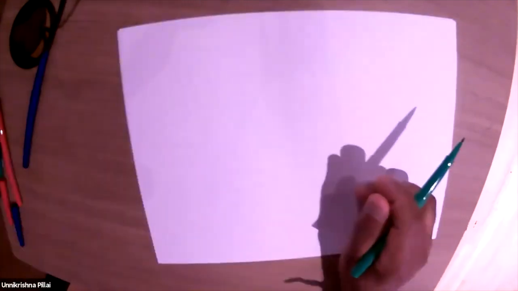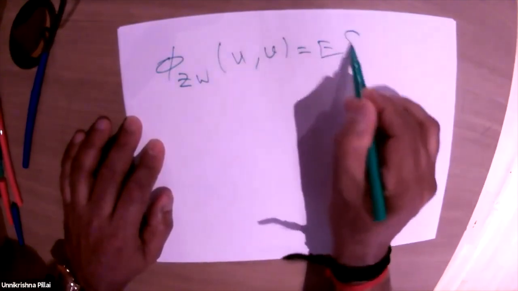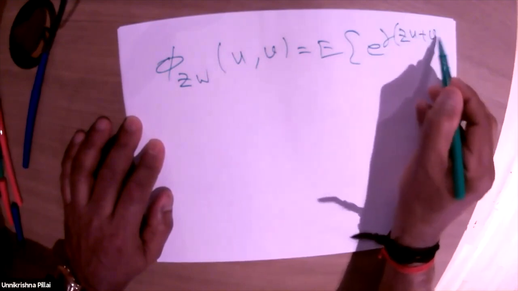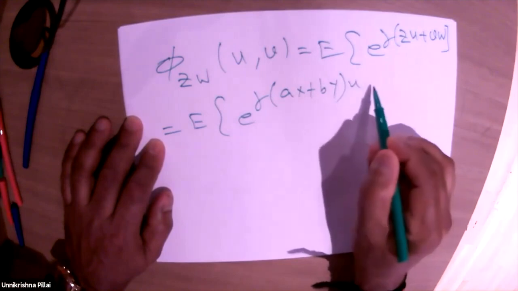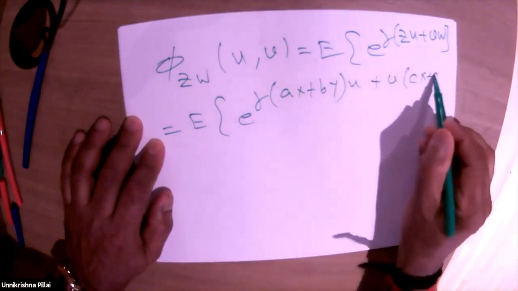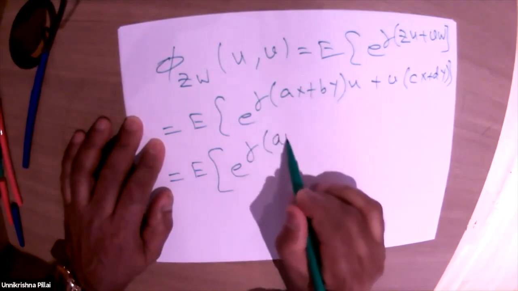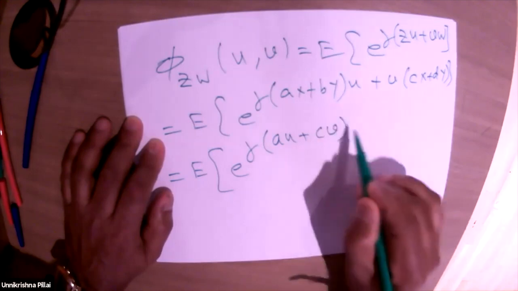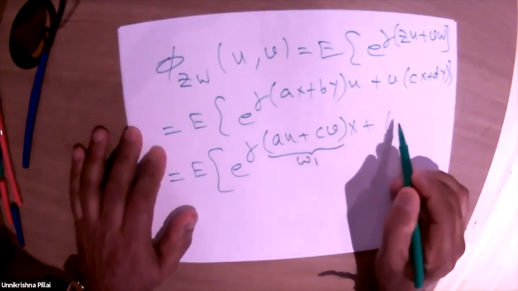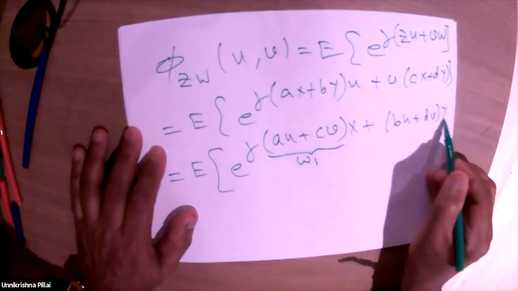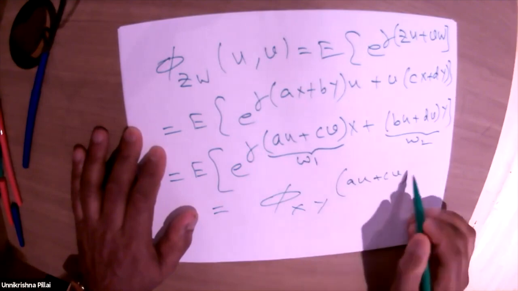So again, the way you do it is like this. You start with what you don't know, Z, W. Let's say we call it U, V. So that's by definition E to the power j (Zu plus Vw). But Z is AX plus BY, multiplied by u, plus v multiplied by W, which is CX plus DY. So you can write this as e raised to j. Collect all the X terms together: (Au plus Cv) multiplied by X. Call this omega 1. And then you have (Bu plus Dv) multiplied by Y. Call it omega 2. So this is the characteristic function of XY evaluated at Au plus Cv, comma Bu plus Dv.